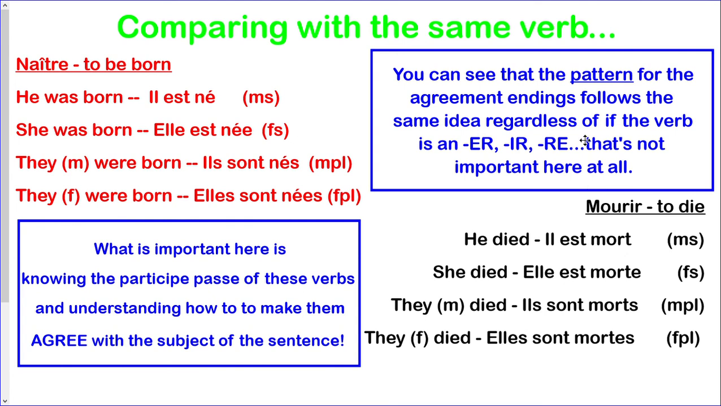You can see that the patterns for the agreement of the endings follow the same idea, regardless of if the verb is an ER, IR, or RE. That is not important here at all. You're never going to add an extra letter just because it was an ER verb or an IR verb. As you can see, the majority of them are very irregular. So we saw that on the first verb. Devenir, which is an IR, becomes devenu. Like that has nothing to do with anything. If it was an ER, IR, doesn't matter. That's just the way it is. And you're going to add your E's and your S's depending on if it's masculine, feminine, singular, plural. What is important here is knowing the participe passé of these verbs, so understanding what those are, and understanding how to make them agree with the subject of the sentence.